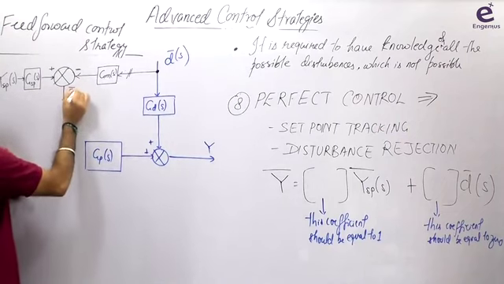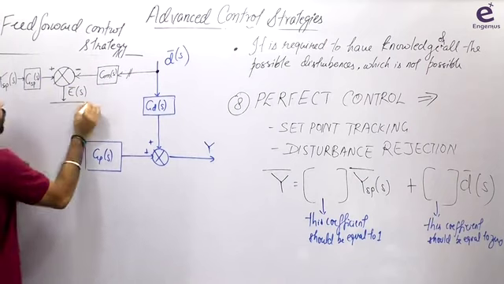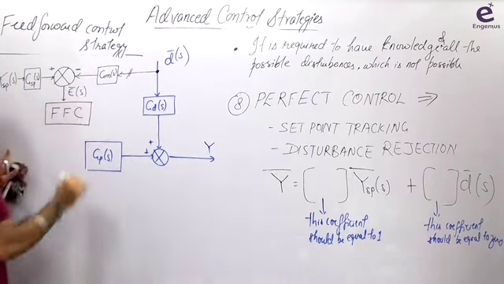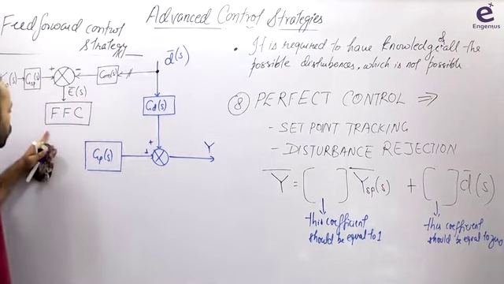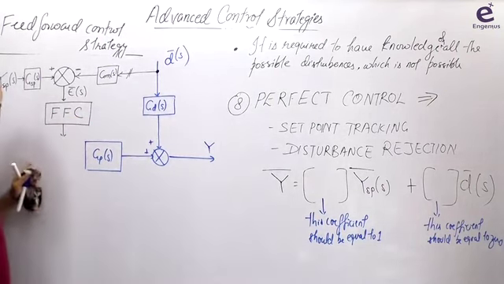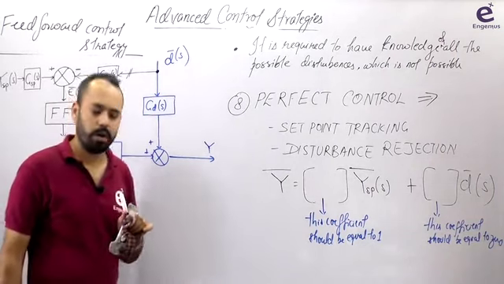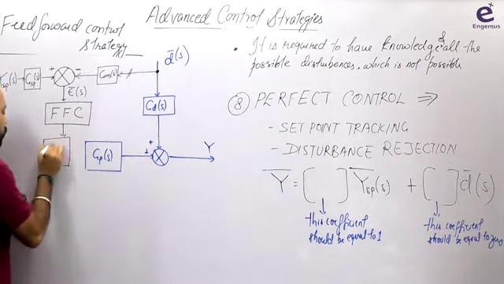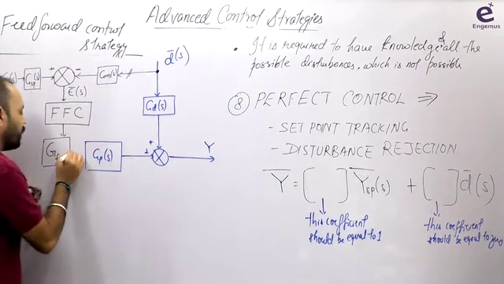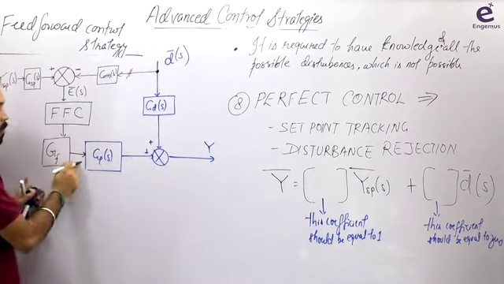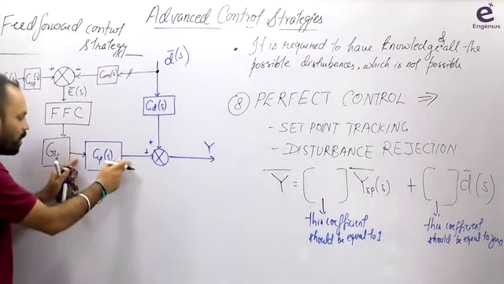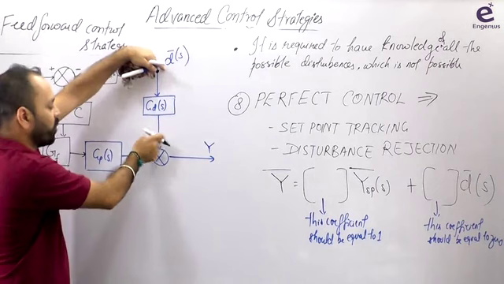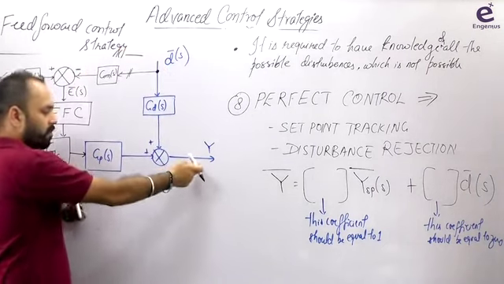This error function should go to the controller, and this is my feed forward controller, FFC. Now the controller output always goes to the final control element, the GF or GV. So it should go to the final control element, and this manipulated variable affects the process. What does this relation GP mean? It is how the manipulated variable affects the process, how disturbance affects the process, and how the manipulated variable affects the controlled variable.